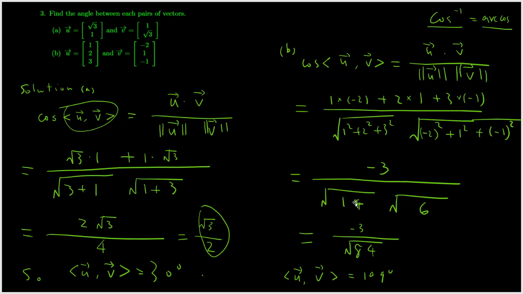Okay, thank you. So using two questions, you have seen how to compute the angle between two vectors. It's partially showing you how the dot product is useful.